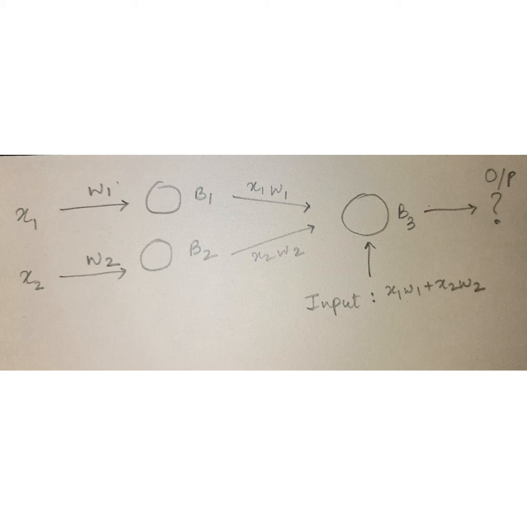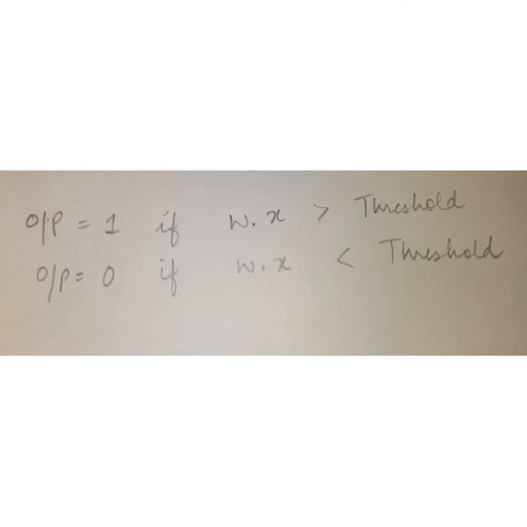And what does B3 do? How will it behave? What should be its output? Hear it out. B3's output will be 1 if W1 x1 plus W2 x2 is greater than a number, and it will be 0 if W1 x1 plus W2 x2 is less than a number. That's all. And what this number will be, well, it depends on you, the user. It's as simple as that. That's the basic of the perceptron, and that's how it works.